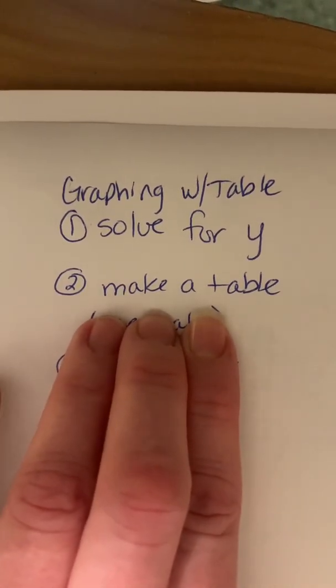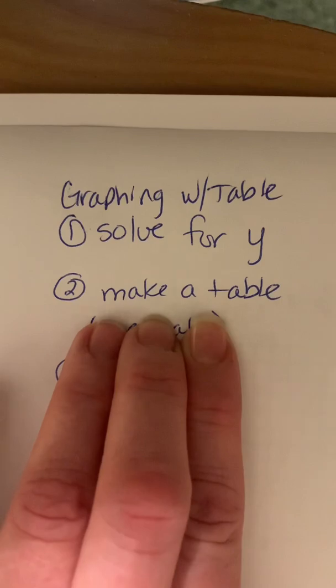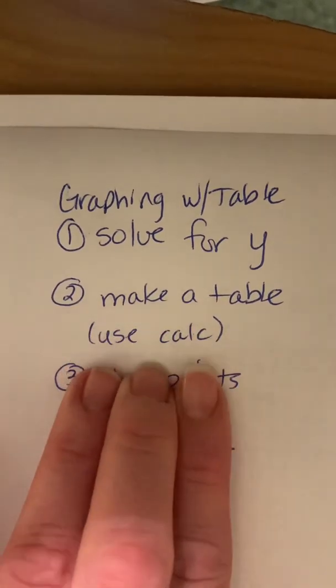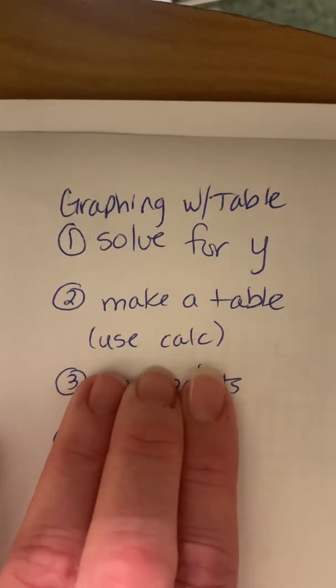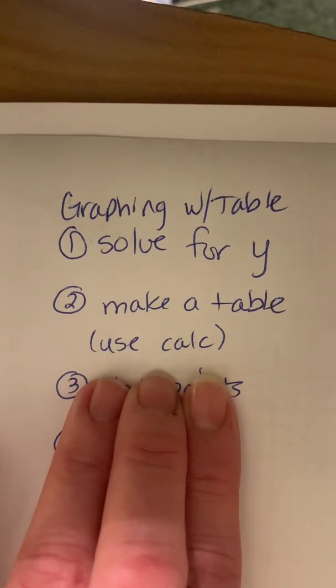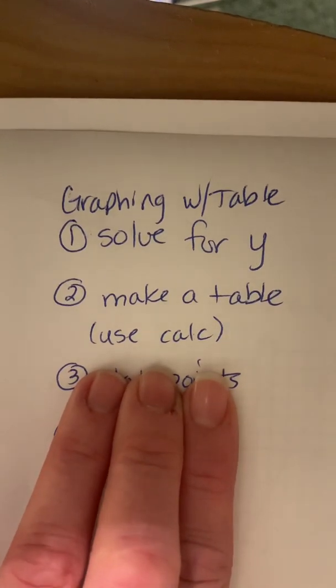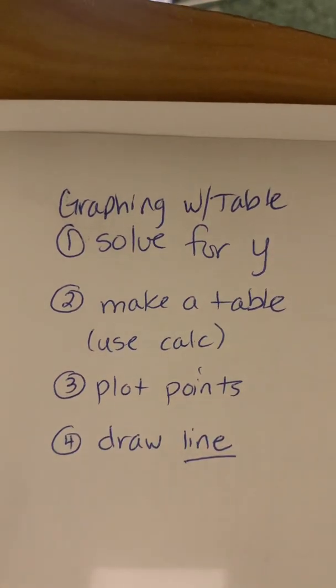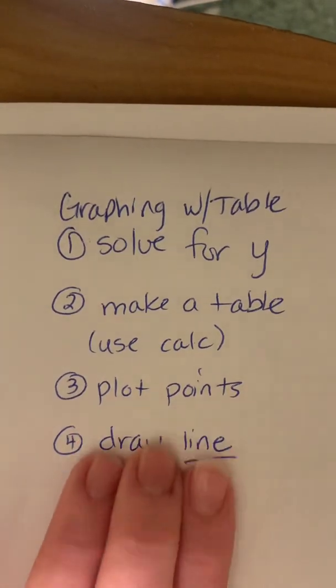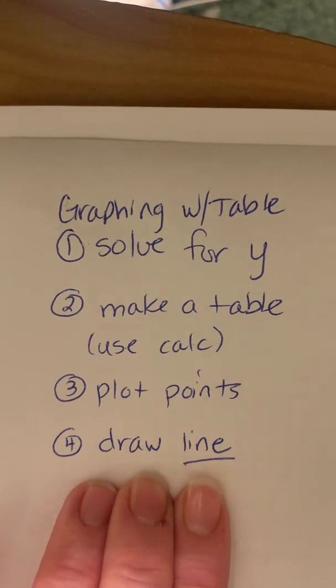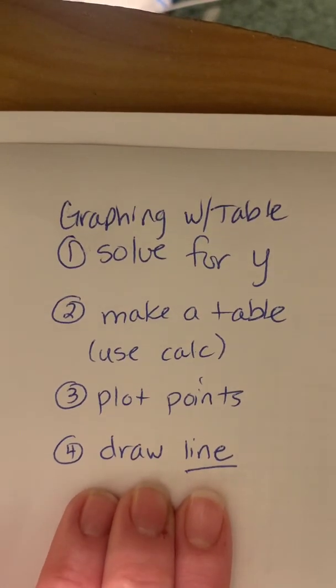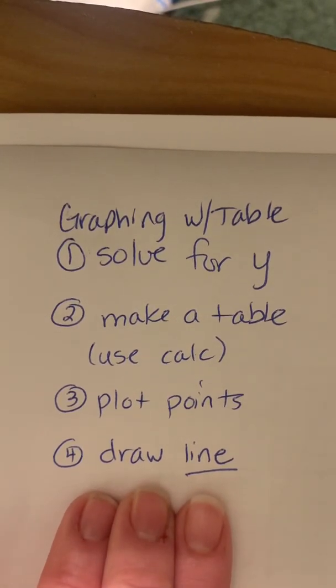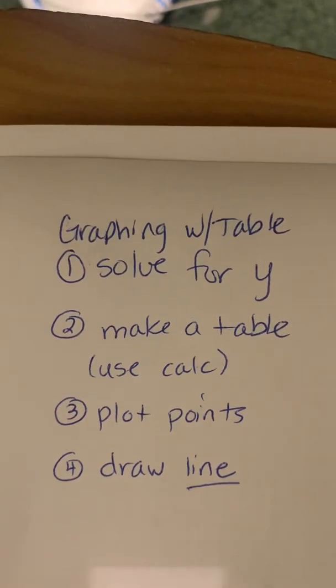Well, you can do this two ways. You can do it by hand, but it takes a while, or you can use the calculator. We're going to use the calculator to save us time. After you make a table, you're going to plot points. So after you plot points on your graph, you're going to draw your line. Okay. Again, for this assignment, you need to use graph paper.